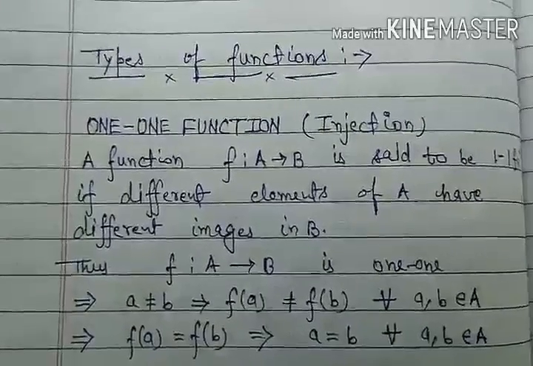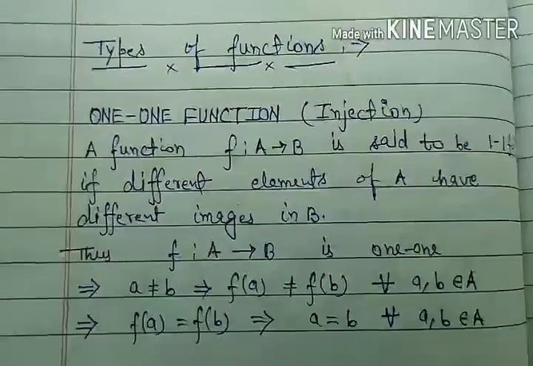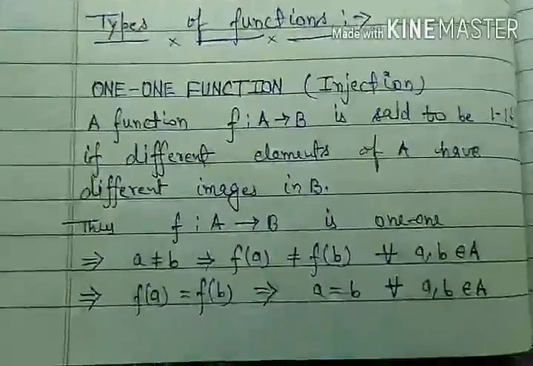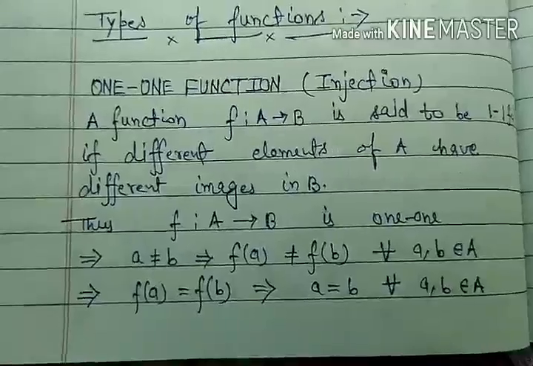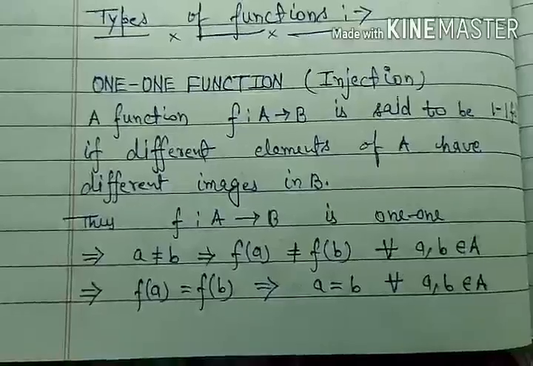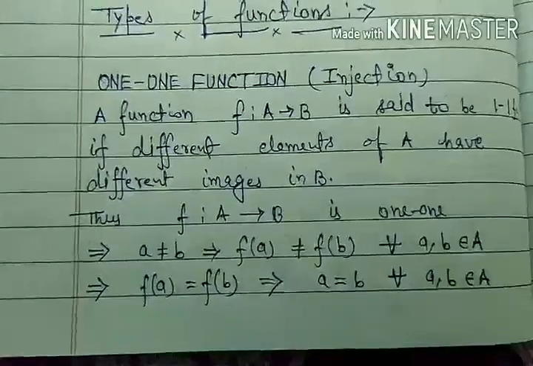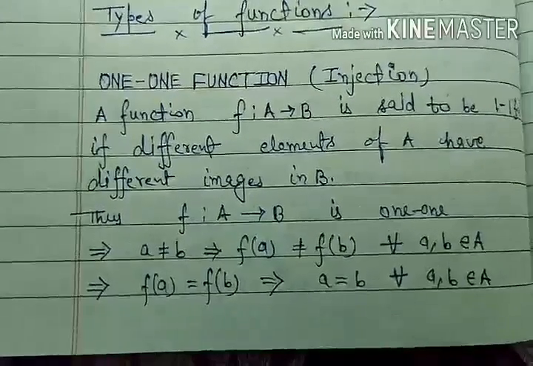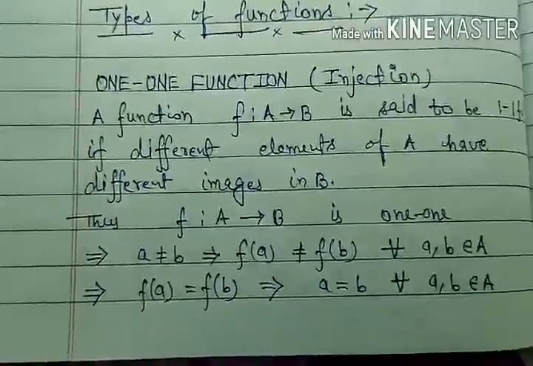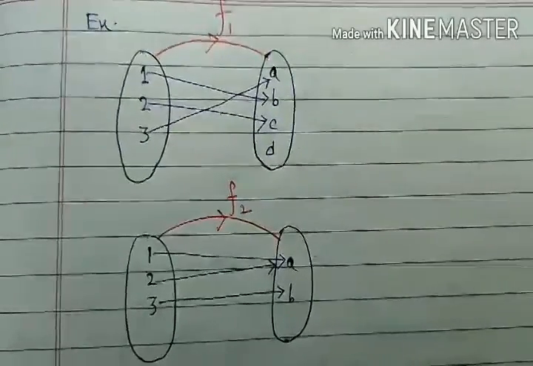A function f from A to B is said to be one-one if different elements of A have different images in B. Thus, f from A to B is one-one implies that a is not equal to b implies that f(a) is not equal to f(b) for every a, b belonging to A. Again, if f(a) is equal to f(b) implies that a equals b for every a, b belonging to A. This is the representation of functions in pictorial form.